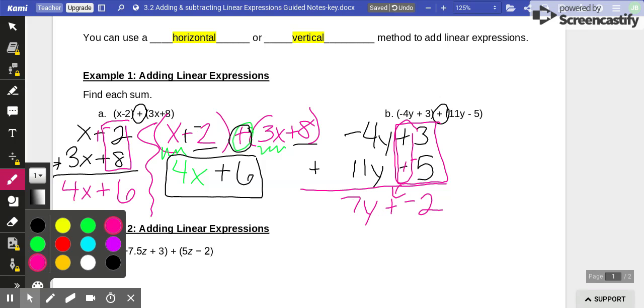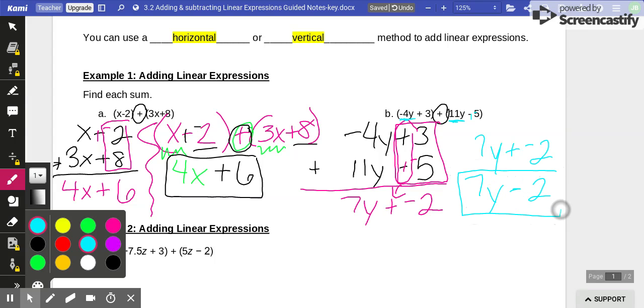Now, if we wanted to just use our like terms, if we have them lined up horizontally, I would just take my negative 4 and my positive 11, and I could subtract them because they are different signs. So I would get 7y. I would do my keep, change. So I would get 3 plus a negative 5, which would mean I'd have plus a negative 2. And remember, if we are adding a negative, that is the same thing as subtracting. So either one of these answers would be correct.